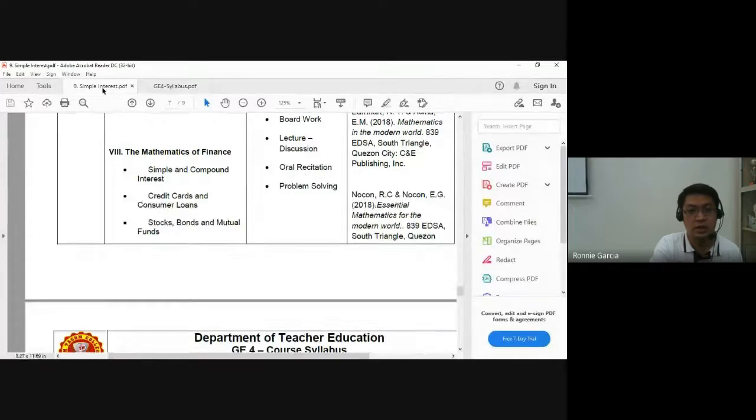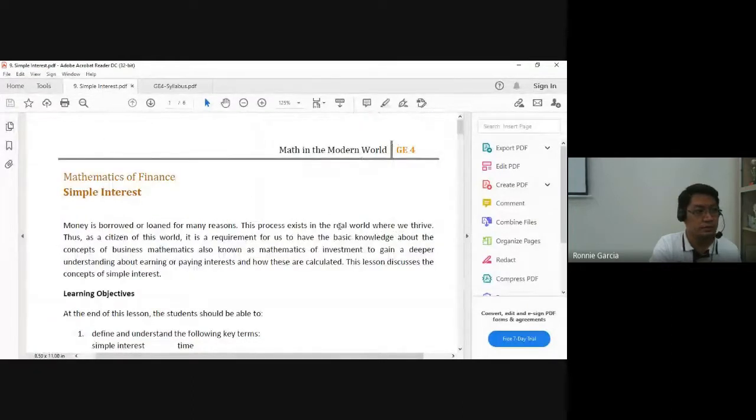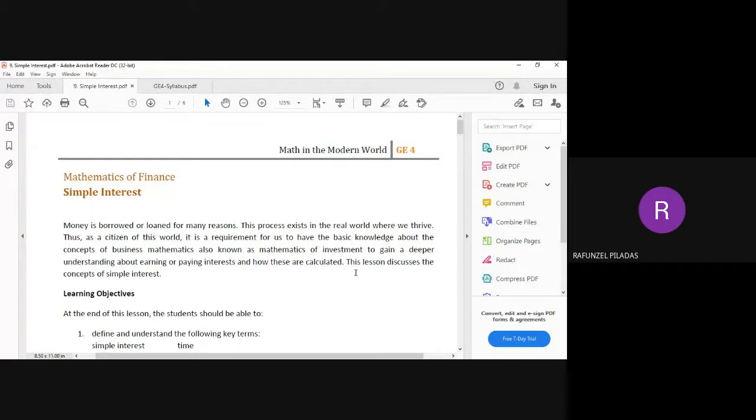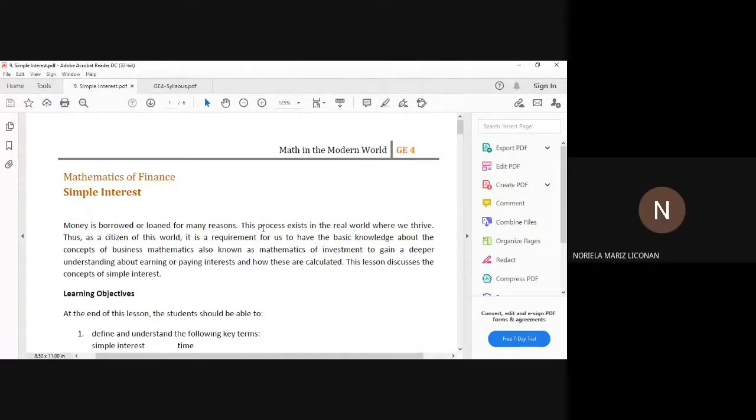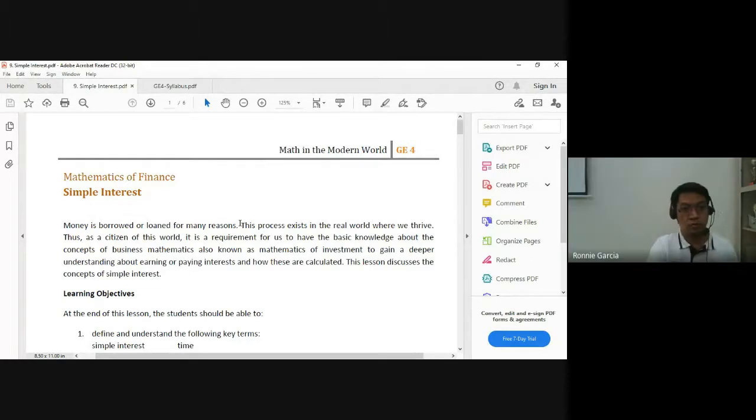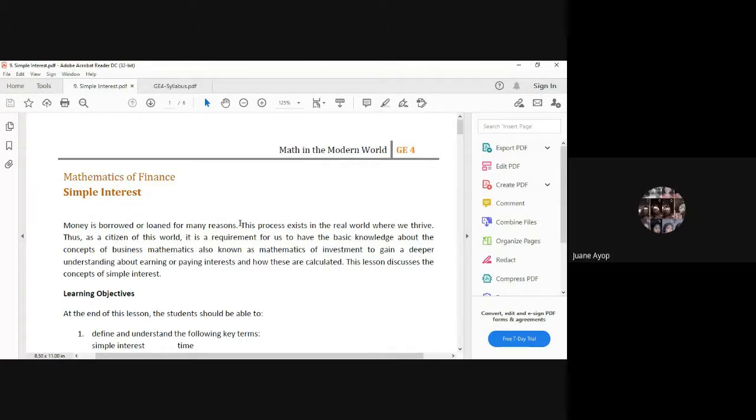So are you now ready? Ready na tanan? We're going to start with simple interest. Yes, sir. Thank you for your response. Are you familiar with simple interest? Not, sir. Oh? Wala mo na ka kung ano simple interest. Pwede rin naka-try na og pangutang. Interest lang, sir. Loan na, sir.